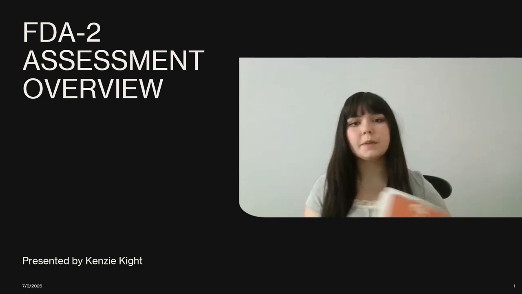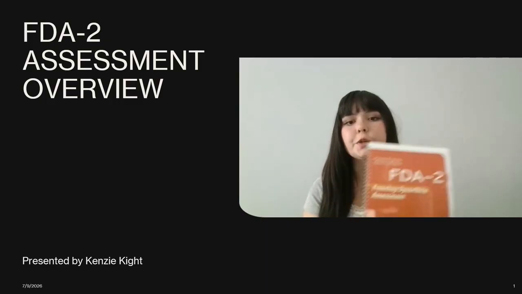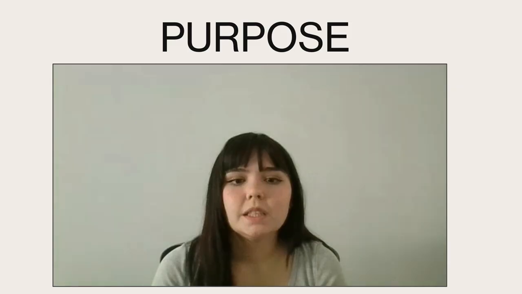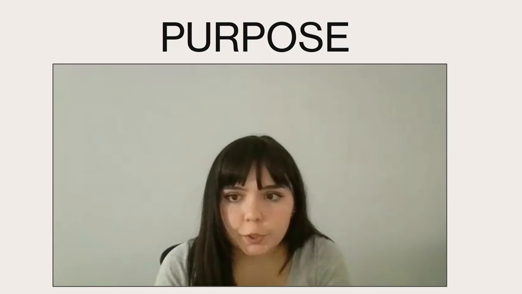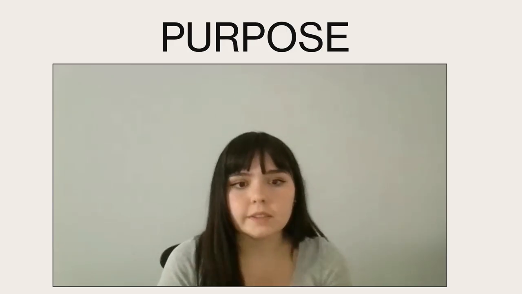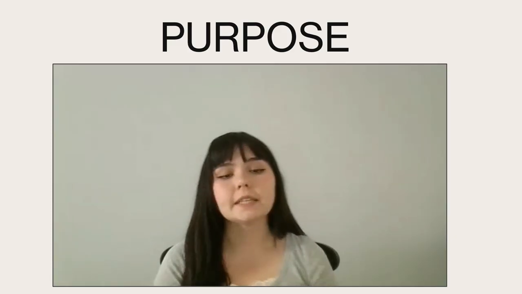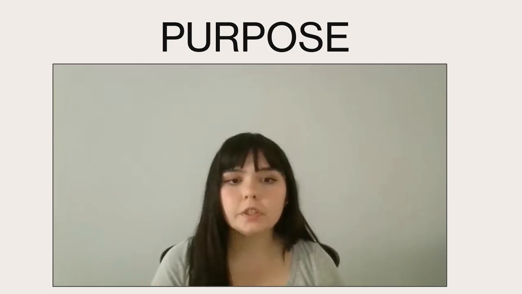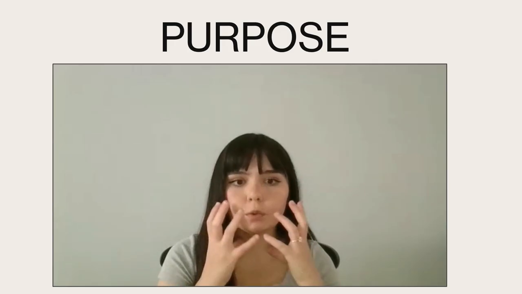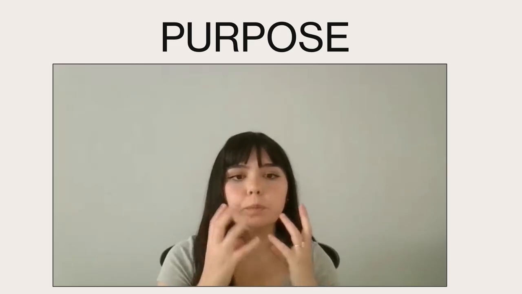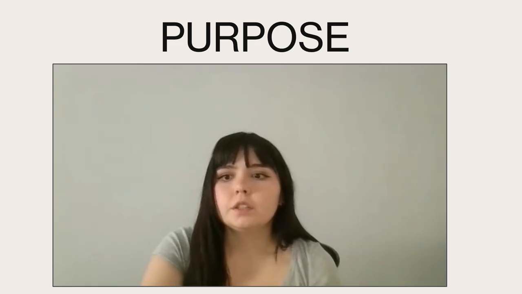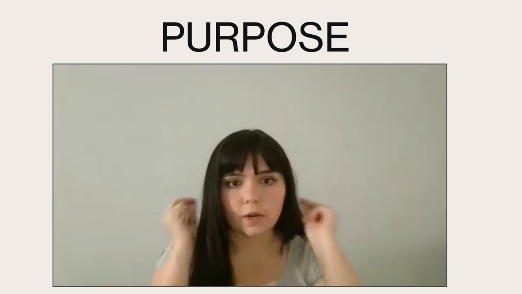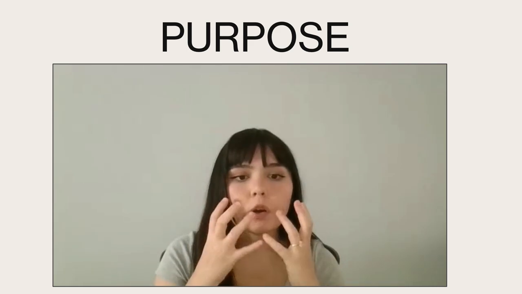Okay, so today I'm going to be talking a little bit about the FDA-2 assessment, which is known as the French dysarthria assessment. The purpose of the FDA-2 is to evaluate the muscles used in speech for individuals who are suspected to have dysarthria. And dysarthria is a motor speech disorder that impacts the muscles and their ability to produce speech. So, with dysarthria, a person knows what they want to say, and the brain is sending that correct message, but there is an issue going on with the muscles.